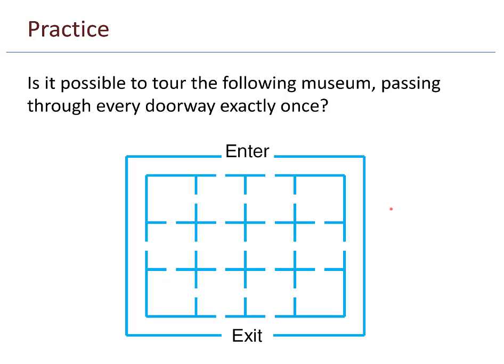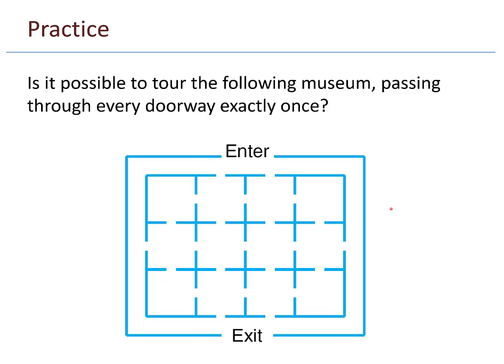Here's another one. So definitely you should pause and try at this point. What is the graph that represents the underlying movement in this picture? Is it possible to tour this following museum, passing through every doorway exactly once? How do you make a graph where the edges represent doorways? And I guess the vertices will represent rooms, so see what you can do. All right, go ahead and give it a try right now.